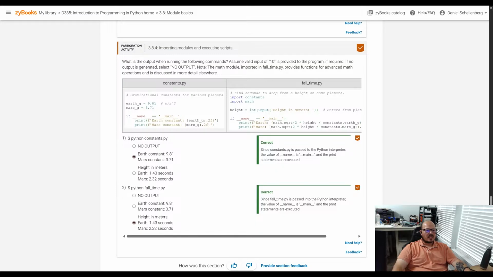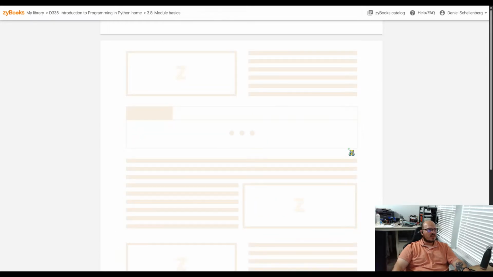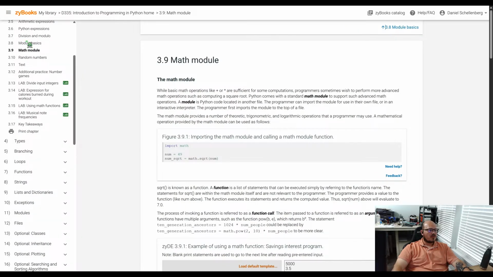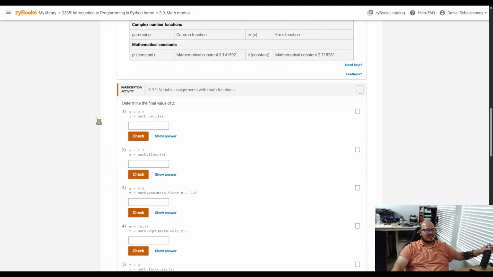So I guess it's saying that it's just accessed different ways is what it seems like. I don't know. Let's not waste too much time on it. Okay, what are we on here? Math module. Random numbers, text, blah, blah, blah. And then we'll do some labs. Maybe I should have taken a longer break. Let's see here.